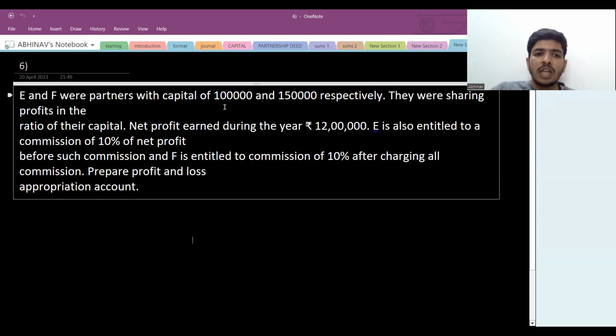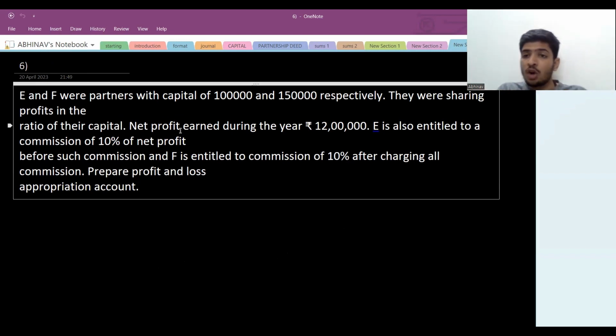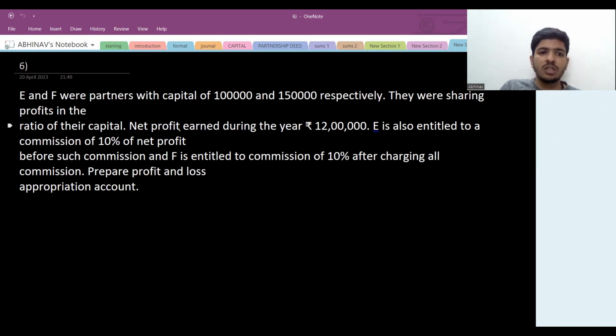Now quickly we'll do the other sum also. E and F were partners with capital 1 lakh and 1,50,000 respectively. They were sharing profits in the ratio of their capital. See, if you look at my questions, each question will have one incremental point. It'll not only revise the previous concept, it'll add a new concept to your mind. So by the end of these 20 questions, every single concept that can be asked, you'll be thorough in it. And they won't even be able to trouble you with new terms, because I'm going to solve and teach you as and when the lecture progresses. Like now, I'm teaching you these terms.